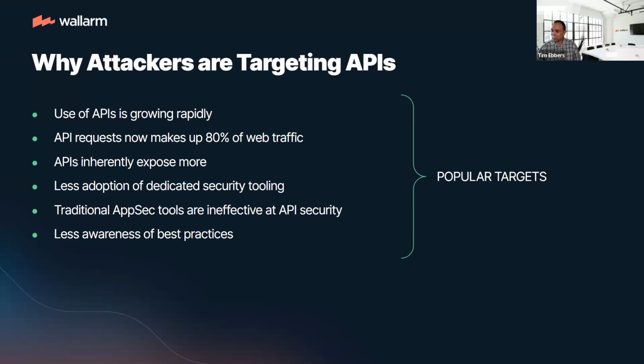Right. Easy to parse, easy to see if you got anything back. Yes, relatively easy to use, which is why it's being used all over the place. And all of those attributes make APIs popular targets for attack.